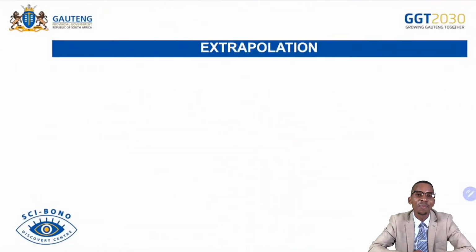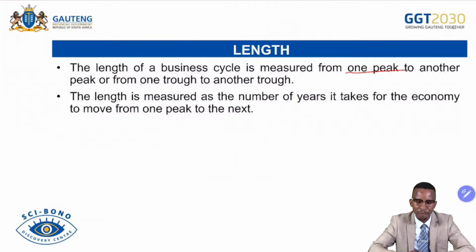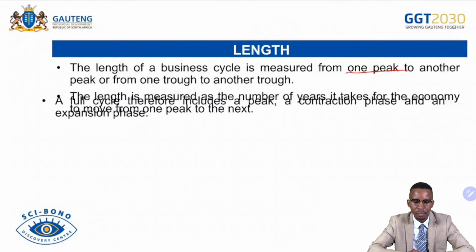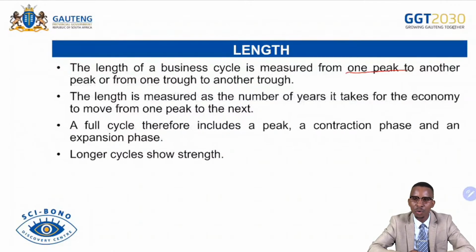Then we talk about extrapolation. It is measured as the number of years it takes for the economy to move from one peak to another peak. That will inform us of the different types of business cycle that we spoke about, the likes of Juglar, Kondratieff, Kuznets and Kitchin. A full cycle therefore includes a peak, a contraction phase and an expansion phase, which means we have a peak and a trough as turning points. Then we have recession, depression, recovery and prosperity. That will give us a full or complete cycle. So there are two turning points and phases if we are talking about the full cycle.